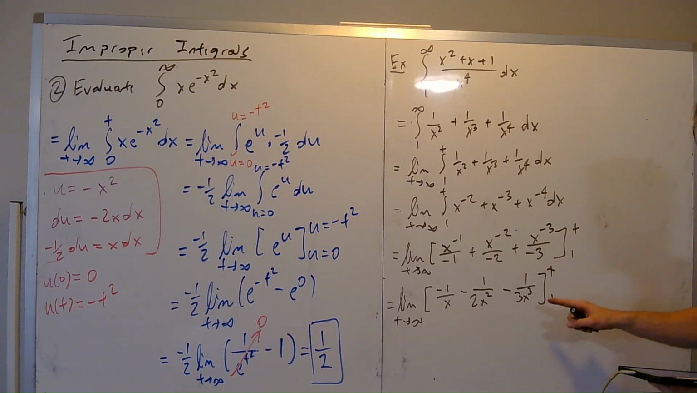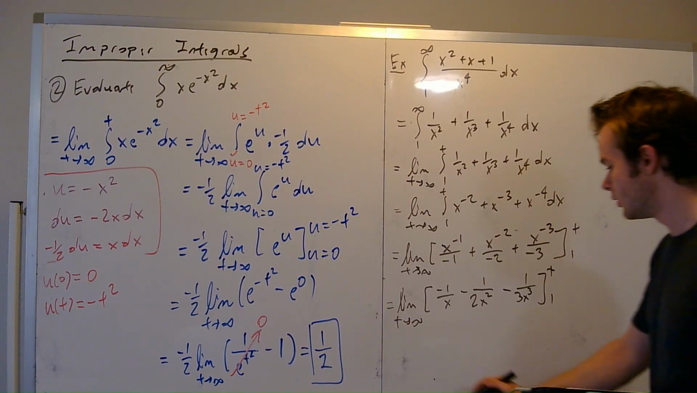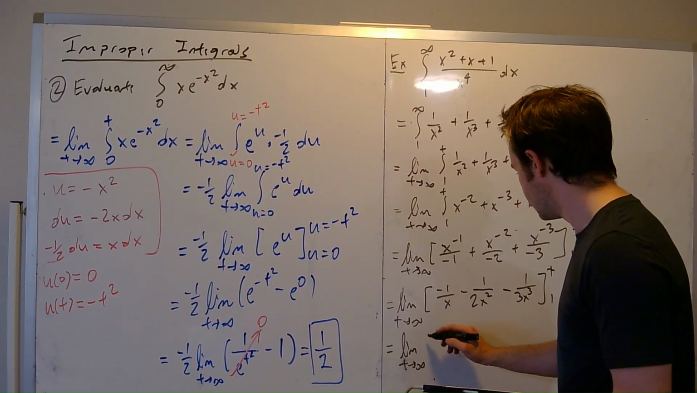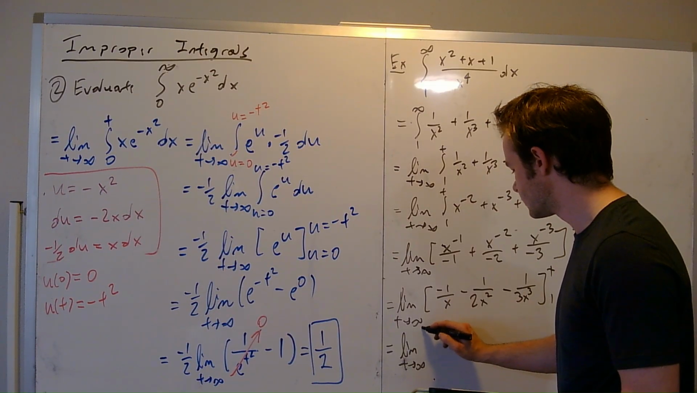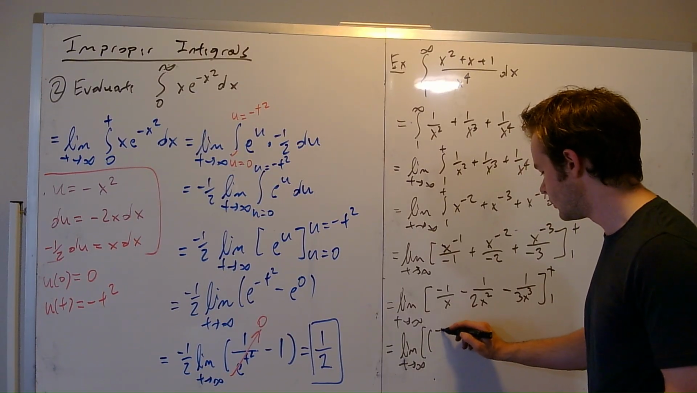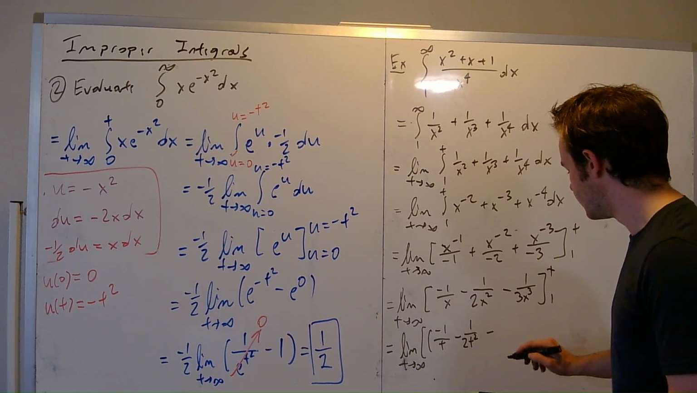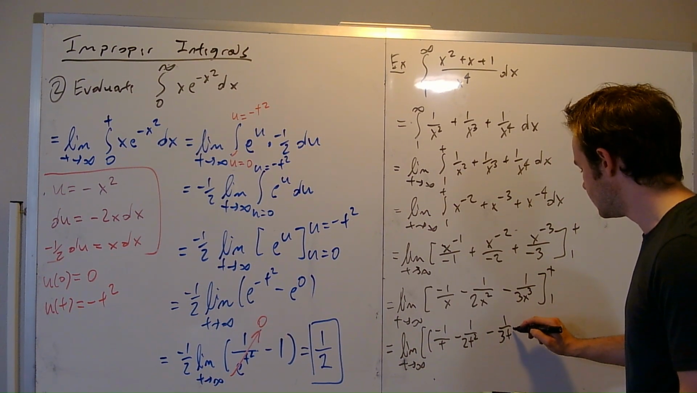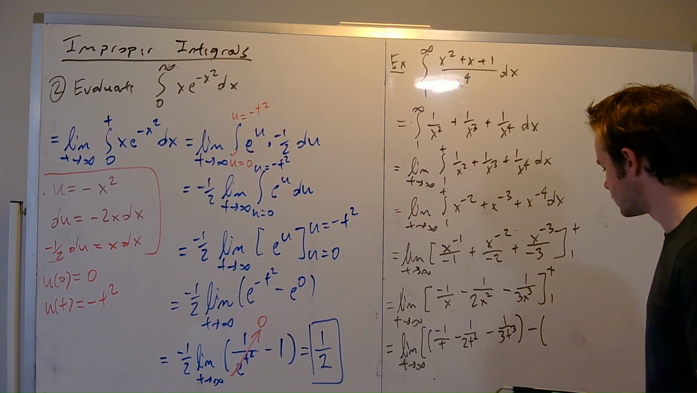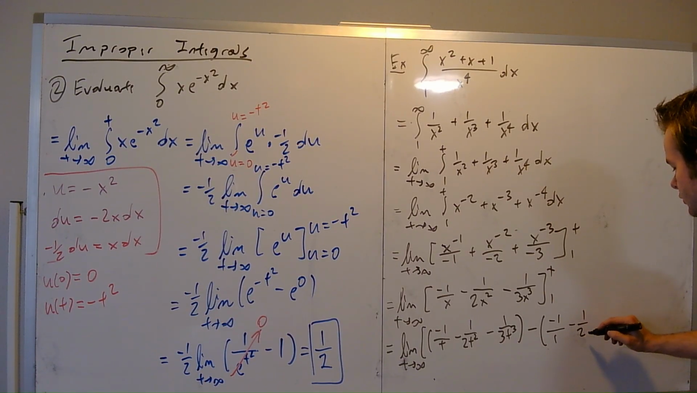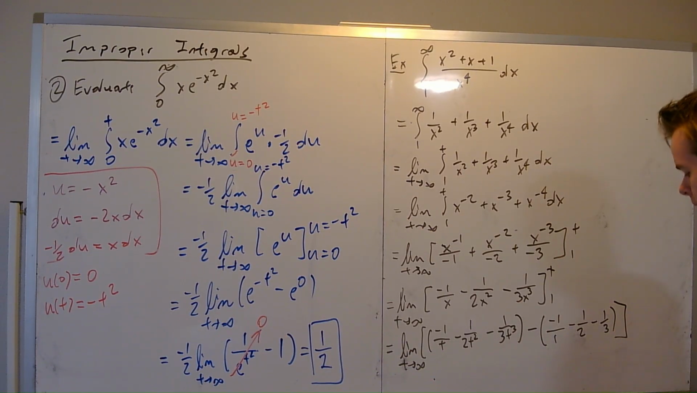Okay, so now we first plug in t, then we subtract when we plug in 1. So we're going to get the limit as t goes to infinity of, first you're going to have minus 1 over t minus 1 over 2t squared minus 1 over 3t cubed. And then you're going to subtract whenever you plug in 1. So minus 1 over 1 minus 1 over 2 minus 1 over 3. Right. So next step is to analyze what's happening.